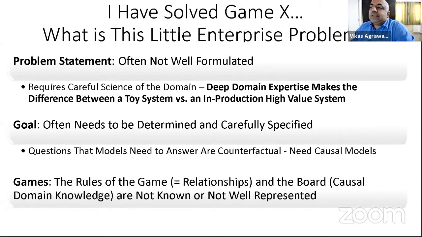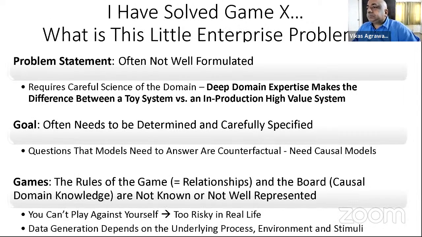And the last thing is that the rules of the game, which is the relationships between different entities in the enterprise, and the board itself, which is the domain knowledge, these are not known or well represented in the enterprise. In games, these are fully known usually. So there it becomes a little bit easier. Another challenge with the enterprise versus games is, in games you can play against yourself. Now, an enterprise cannot play against themselves. It's too risky in real life. And we'll come to this last part, the data generation part.